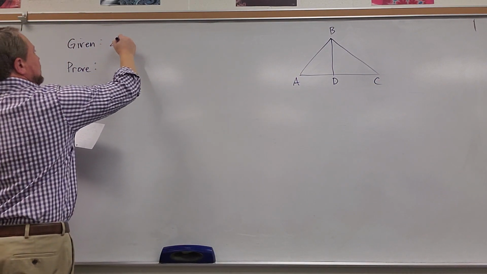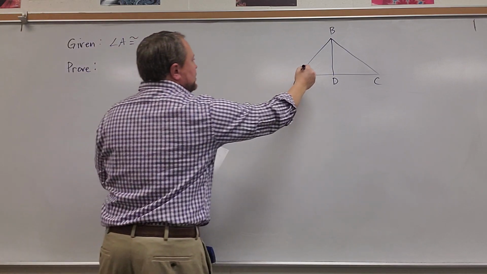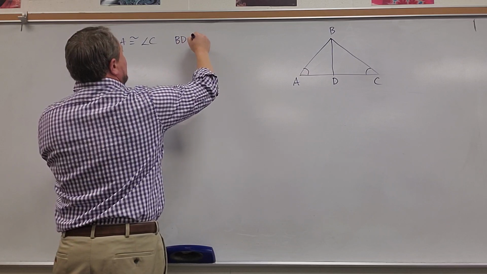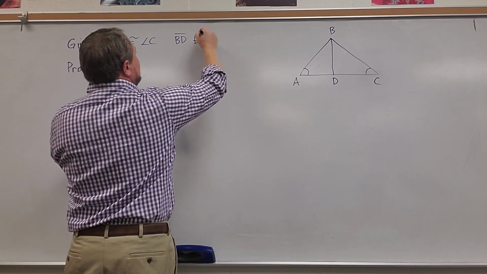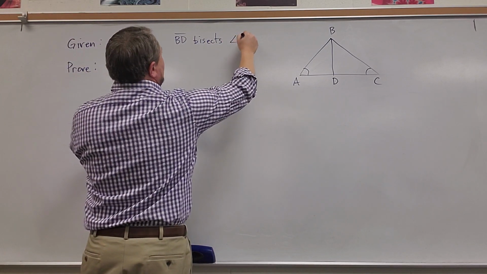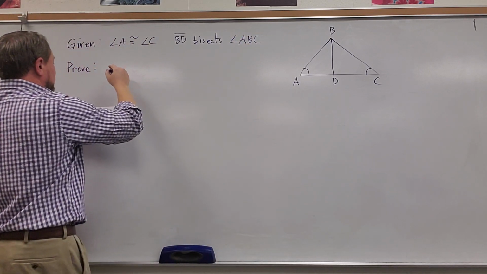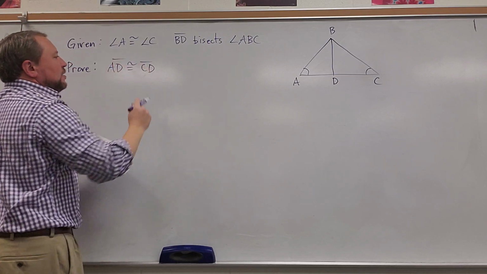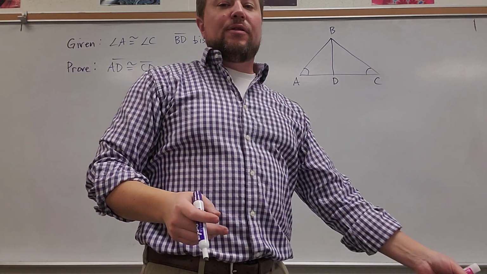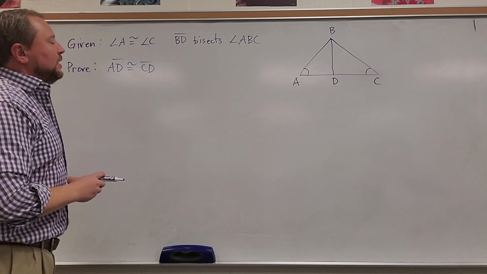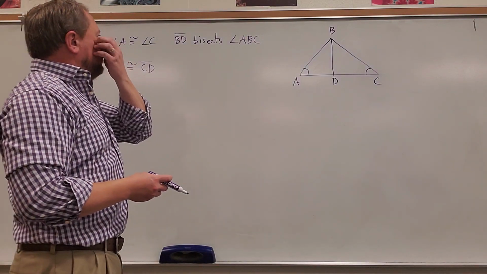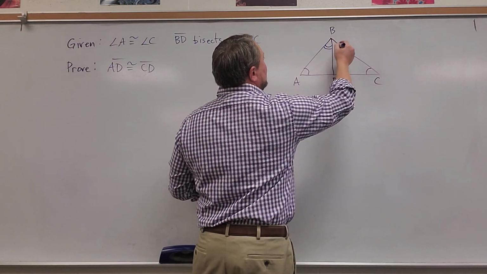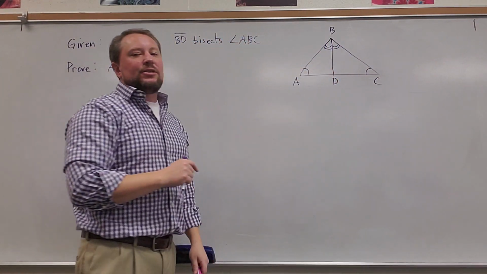Remember, it had angle A was congruent to angle C, and it had BD bisects angle ABC. And we were trying to prove that AD was congruent to CD. Okay, one of the other things that I could have done here that I chose not to, because I had used the bisecting of the angle here at the top, and then I went with the side they shared.